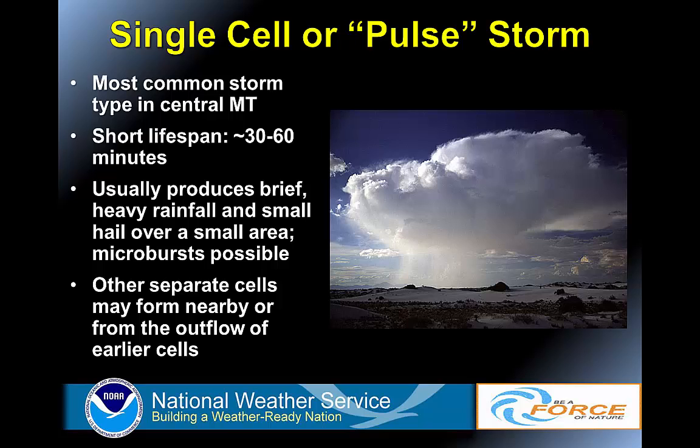The typical single cell thunderstorm produces heavy rainfall and small hail over a localized area. However, single cell thunderstorms can briefly become severe or pulse. During this brief severe period, microbursts as well as hailstones up to 1 inch in diameter are possible. When a single cell thunderstorm occurs, it's not unusual for separate thunderstorm cells to form nearby or even eventually develop along the outflow, or precipitation-cooled dense air, generated by earlier cells.